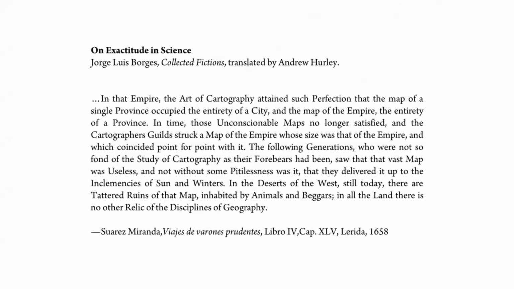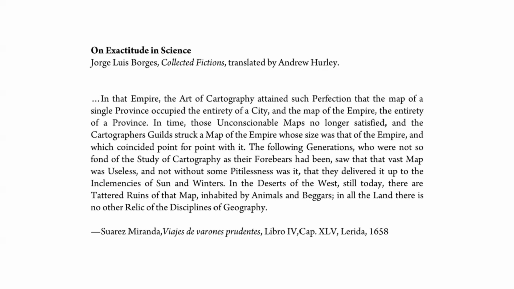And he writes, "In that empire, the art of cartography, so map making, attained such perfection that the map of a single province occupied the entirety of a city, and the map of the empire the entirety of a province. In time, those unconscionable maps no longer satisfied, and the Cartographers Guild struck a map of the empire whose size was that of the empire, and which coincided point for point with it." So the Cartographers Guild made a map of their empire that was as big as their empire, and it was as detailed as their empire. And if you're thinking about how detailed can a map get, that's the limit, right? You can only get as detailed as the thing that exists.